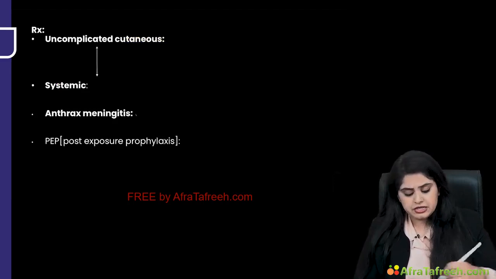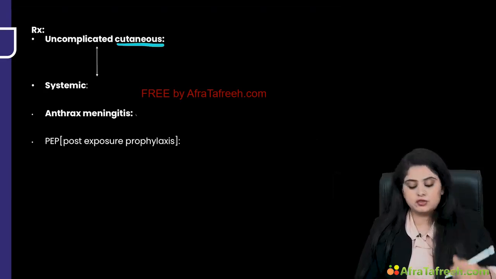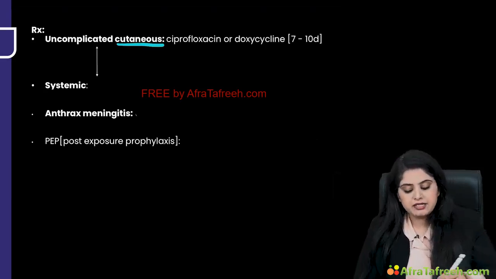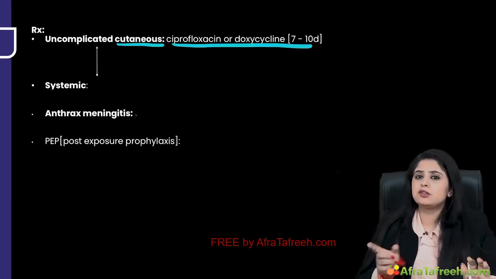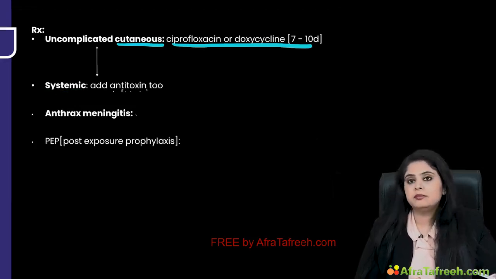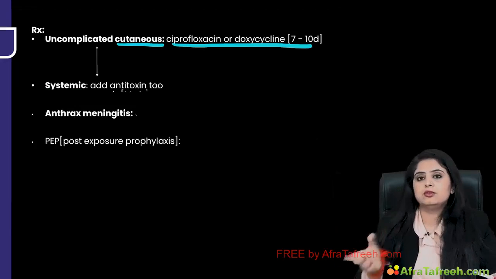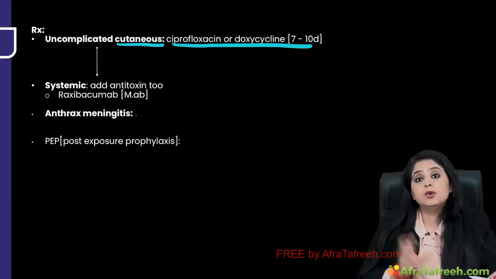How are you going to treat it? If it is an uncomplicated cutaneous disorder, that is, the Hyde-Porter's disease, or that eschar is formed, you're going to give antibiotics. That could be ciprofloxacin or doxycycline for 7 to 10 days. We are also adding sometimes, other than skin, there is systemic involvement. You can add an antitoxin because the toxin is creating a problem. So you add an antitoxin, or you can also add a kind of monoclonal antibody.